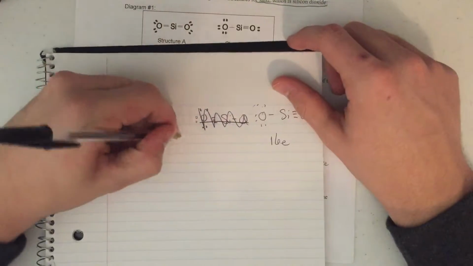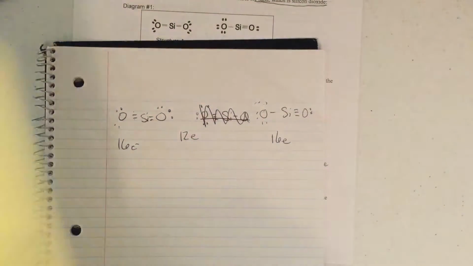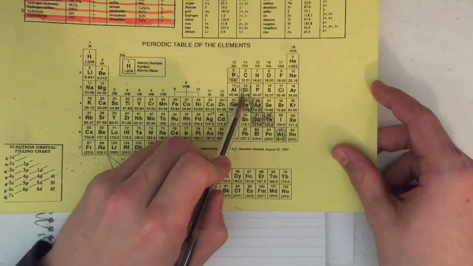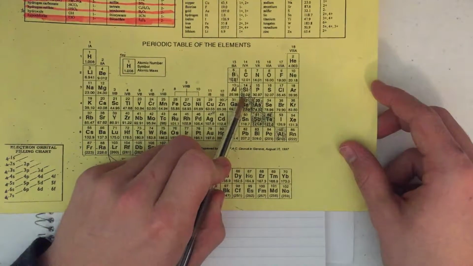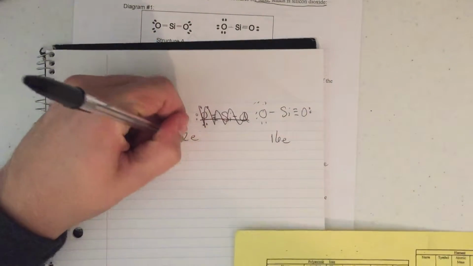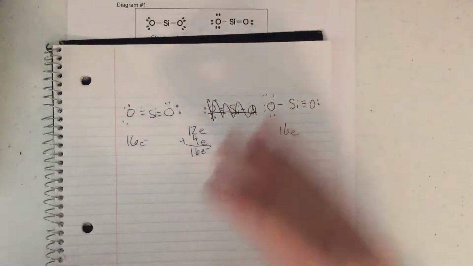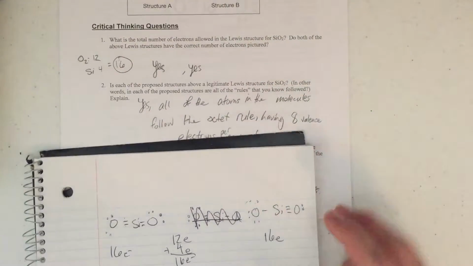We have 2 oxygens, so that's 12 electrons plus silicon, which if we look at our periodic table, silicon is right here. And so that's going to be bringing 4 electrons. Added together, that's 16 electrons. So both of these have 16 electrons, so both are viable. So what we have to do is find the formal charge to figure out which will be the correct one.